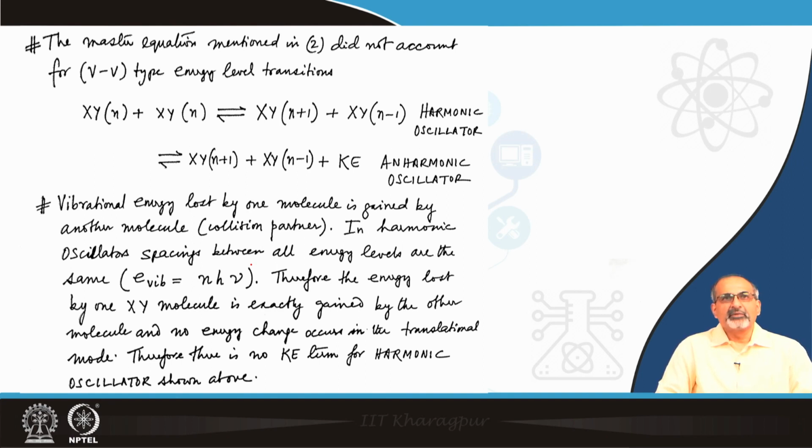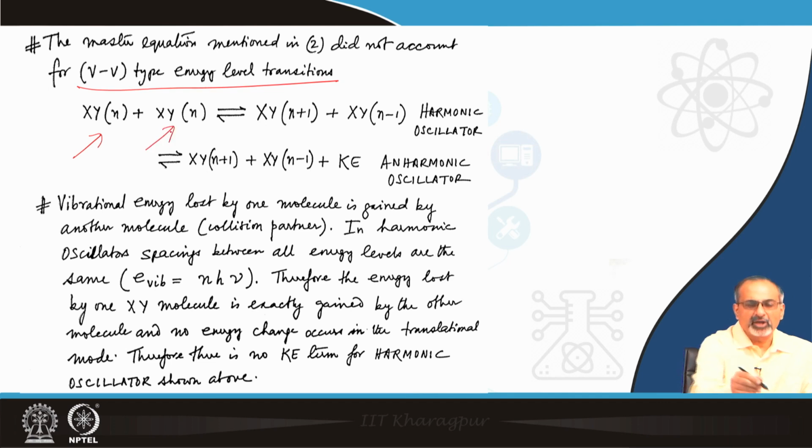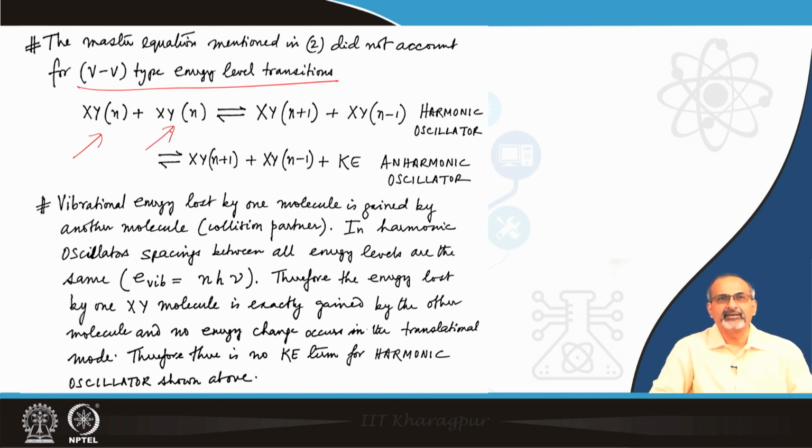Now, the master equation mentioned in 2 did not account for the vibration type energy level transitions. If we look at them, then 2 of the colliding molecules, if they are initially at the nth energy level, then we will find that one of them moves up by one level while the other moves down, and therefore, one goes to the n plus 1th level, the other to the n minus 1th level, and this exactly happens the way we have indicated here for harmonic oscillators. There would be no kinetic energy surplus or deficit in the system.